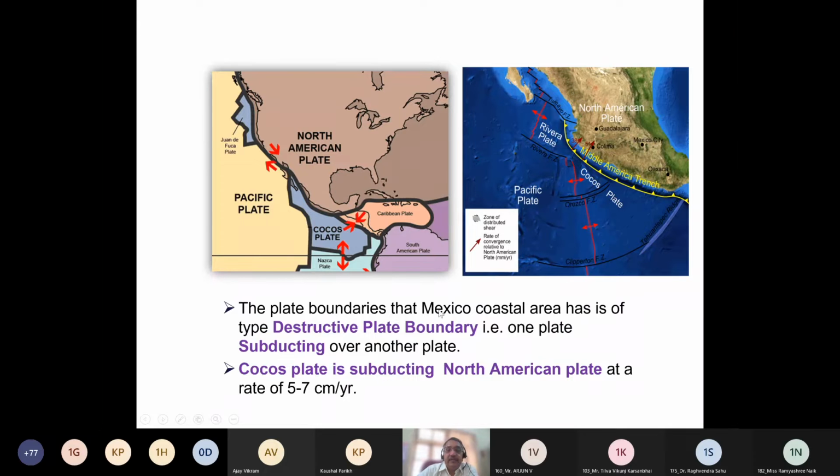The plate boundary that Mexico's coastal area has is a destructive plate boundary, with one plate subducting over another plate. This is the Cocos plate, and this plate is moving under the North American plate. The Cocos plate is subducting under the North American plate at a rate of 5 to 7 centimeters per year. The same thing is shown here.